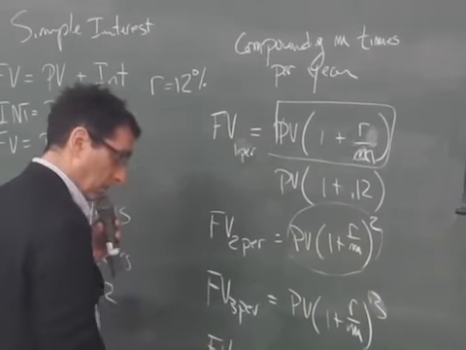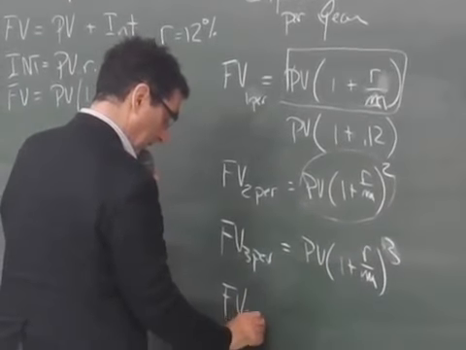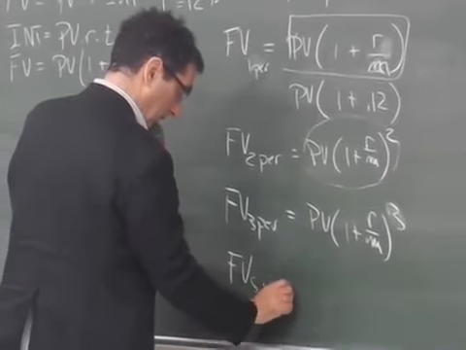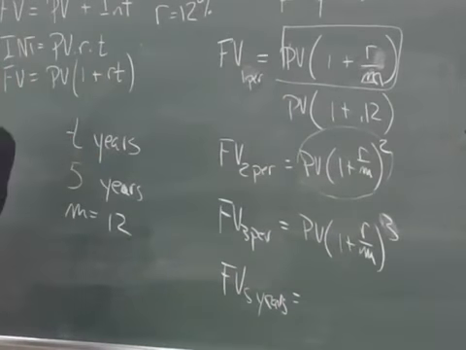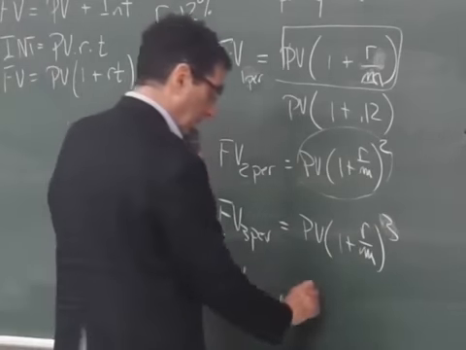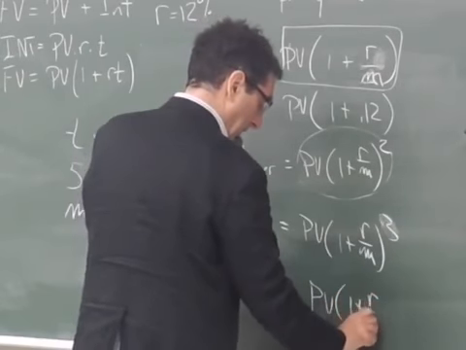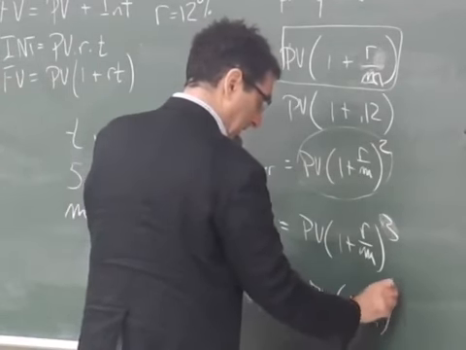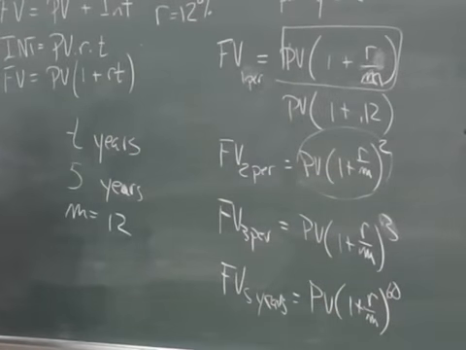I'll change from 3 periods to 5 years. I could say, instead of 5 years, I could say 60 periods, but I just want to say 5 years. So FV is PV times 1 plus R over M to the 60. Does everyone agree with that? Is that right or wrong?